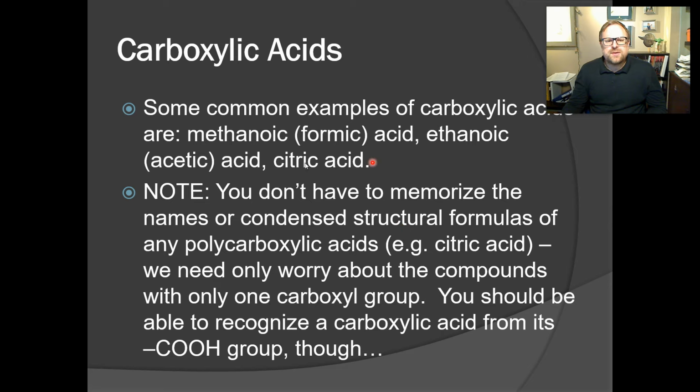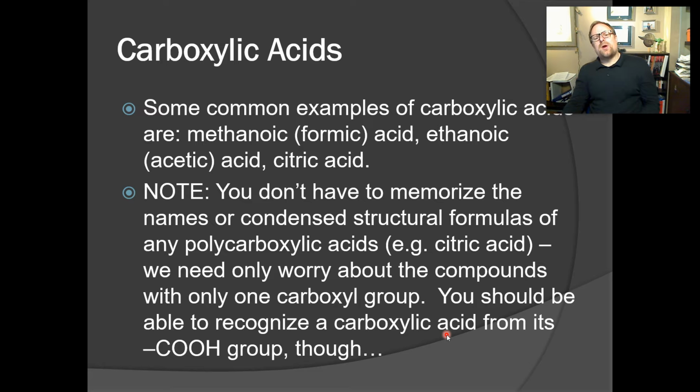So these are some common examples. Methanoic acid, meth meaning 1 carbon, also known as formic acid. Ethanoic acid, also known as acetic acid. Citric acid is another one, but it's really complicated. I'll show it to you in a second.